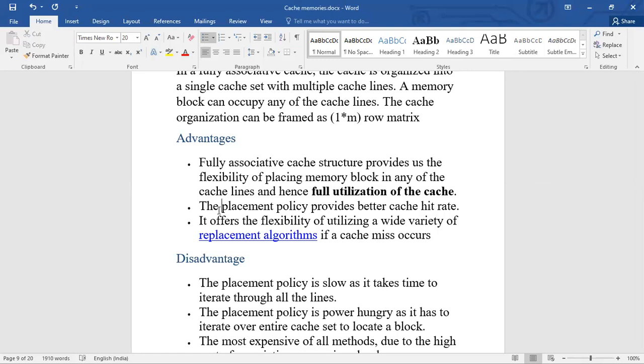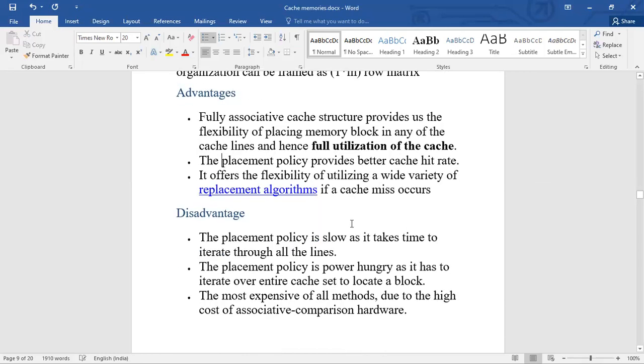Better cache hit rate in the sense that whenever the user is trying to access some data or instructions, the successful hit rate. What a successful hit means, we are going to discuss in the next session. Whenever a read or write operation succeeds, we call it a hit. So the hit rate also increases here. That's the main advantage of fully associative mapping.